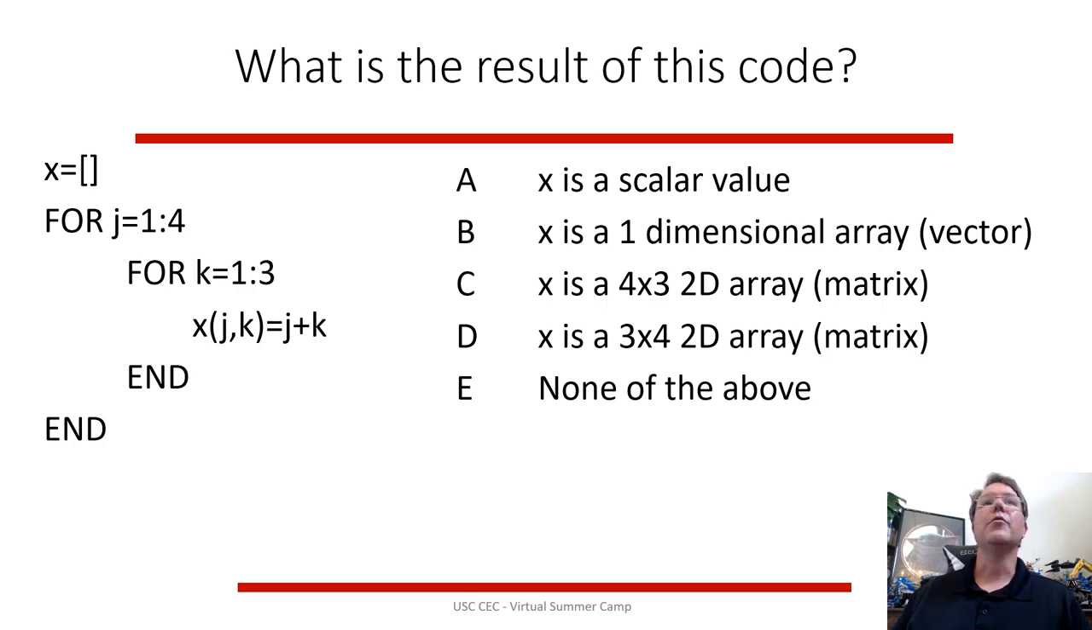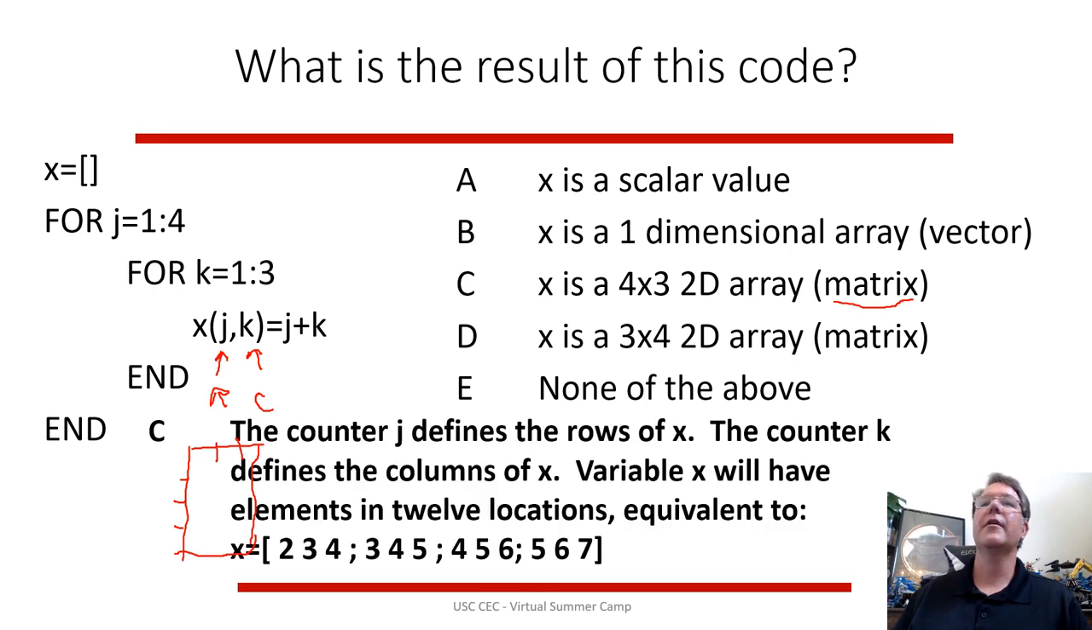A double for loop. Looks like J is for my row, and K is for my column. So it looks like I have 3 columns and 4 rows. It's going to go through the first row, 3 values, boom, boom, boom. And then it's going to change the J from 1 to 2 to 3 to 4. So it should be 4 rows, 3 columns. It's going to be a matrix or a two-dimensional array.